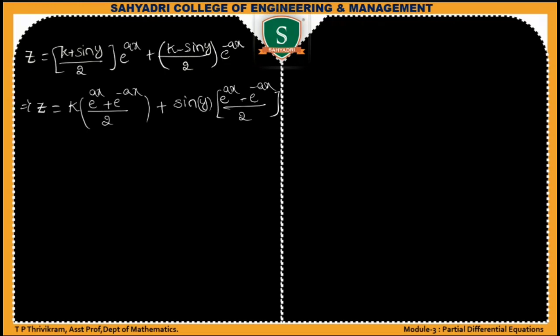Fine. So z is equal to how much? k into cosh of ax. What is this actually? cosh of ax. Sin y into this value is sinh of ax. So this is the final solution which is required.